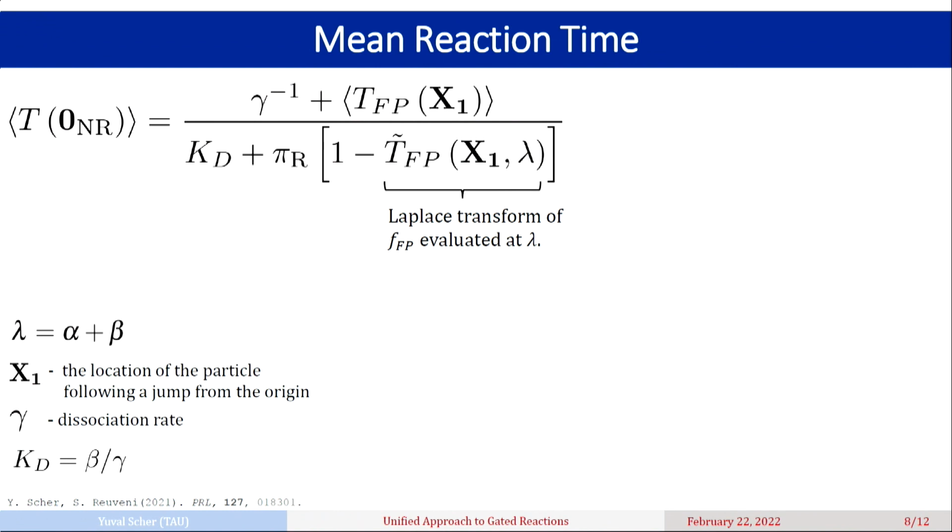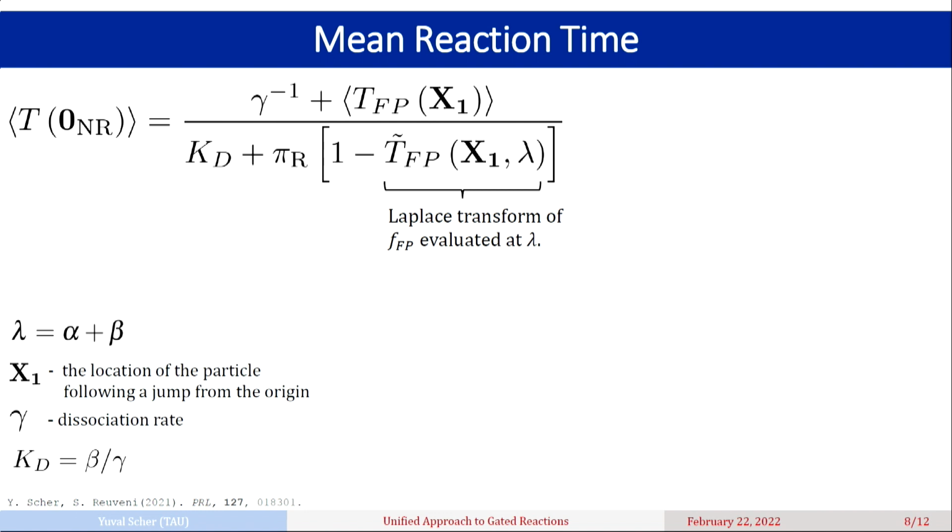Another thing I want you to notice is that the notation might be tricky, but that is the mean of the first passage time, and that is the Laplace transform evaluated at the relaxation rate. So essentially the entire distribution of the first passage time is getting into play. It's not just the mean that affects, it's the entire distribution, and that means that fluctuations in the return time are all getting inside the mean of the reaction time.